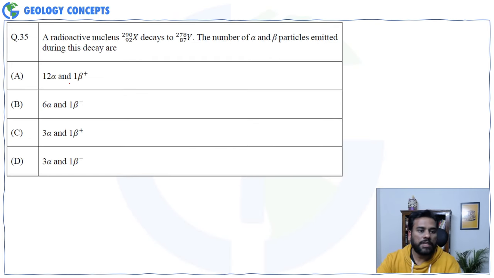Then 35th. This is an easy question. A radioactive nucleus 290 X 92 decays to 278 Y 87 by emitting a number of alpha and beta particles. So first of all, beta particle will not decrease the atomic mass. Atomic mass is directly related to alpha particle emission. So the change in atomic mass, 290 minus 278, right?